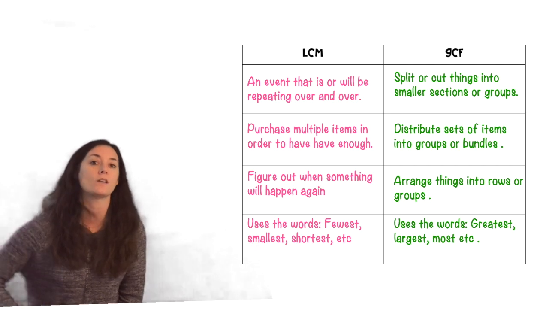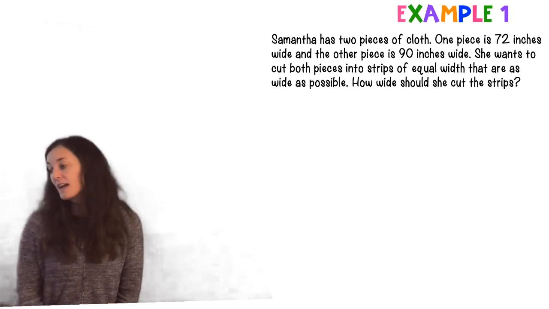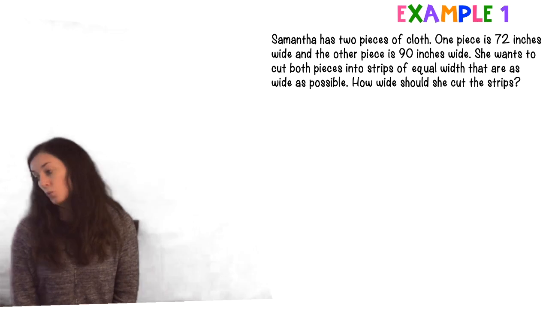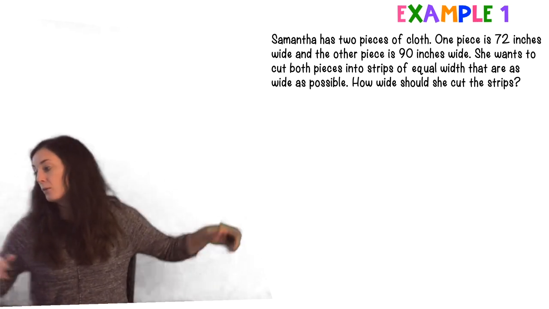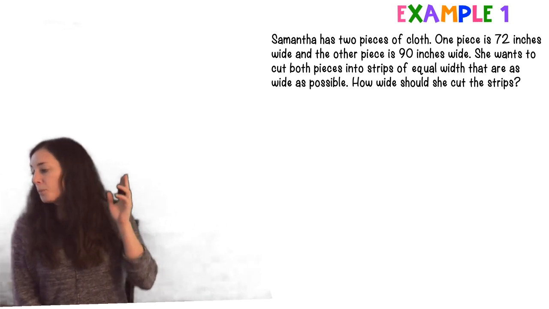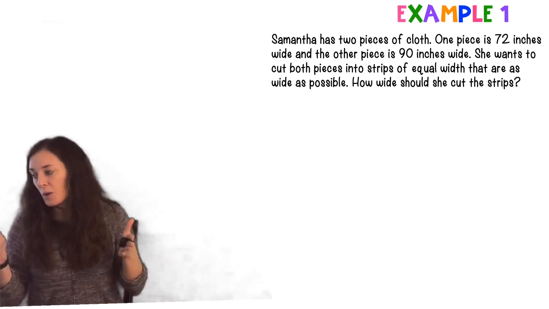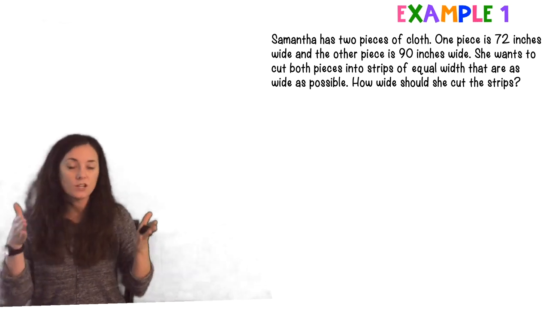We're actually going to move on to our first example this time. Okay, here we go. Example number 1. All right, Samantha has 2 pieces of cloth. One piece is 72 inches wide, while the other piece is 90 inches wide. She wants to cut both pieces into strips of equal width that are as wide as possible. How wide should she cut the strip?